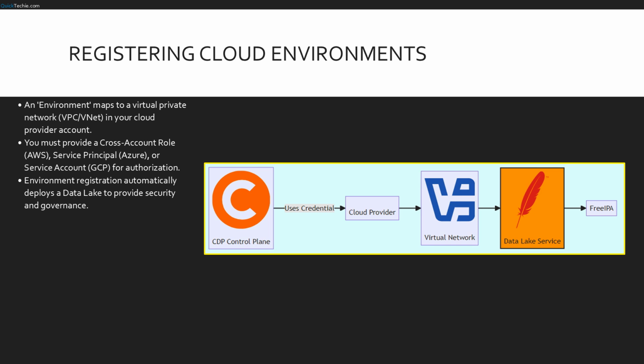This isn't just storage. It's a running cluster that hosts your security and governance services, forming a protective ring around your data. Visualize the connection. The CDP control plane uses the credential you provide to reach into your cloud provider. Inside a specific virtual network, it provisions the data lake service. This data lake includes FreeIPA for identity management, establishing the foundation for all future workloads in that environment.